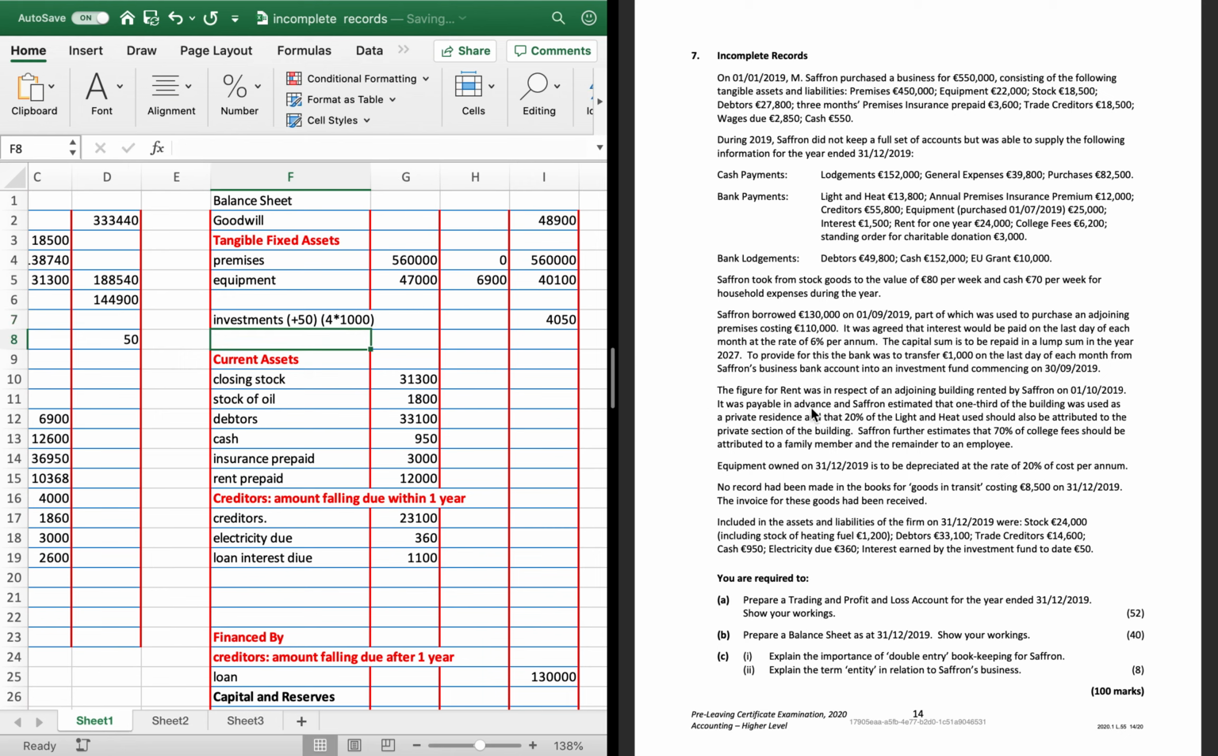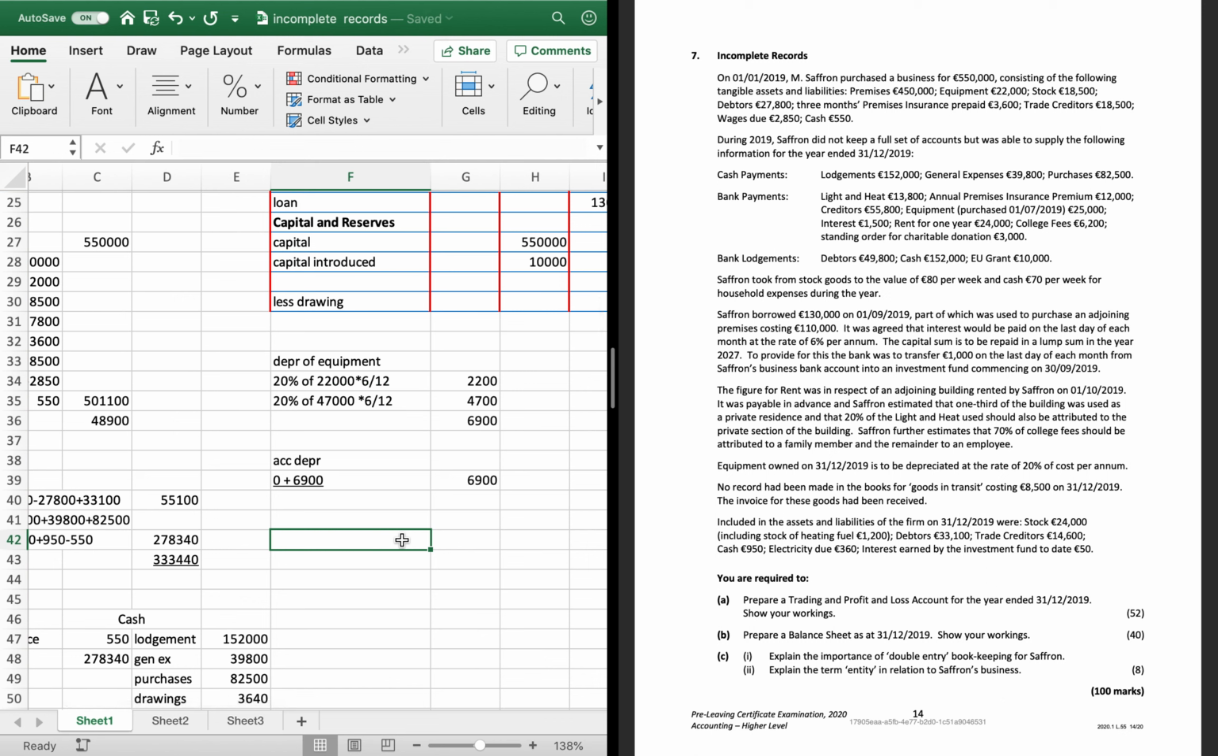We've done the rent. 1/3 of the building was used as a private residence. We've done that, that's the rent still. 20% of the light and heat, we've done that. 70% of the college fees, we've done that. So at that point now, I want to do my drawings working.